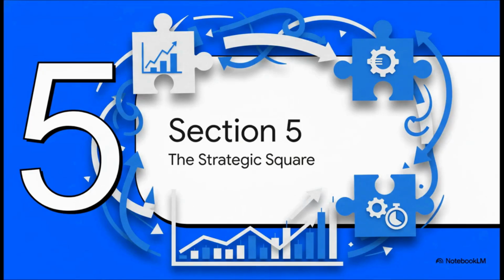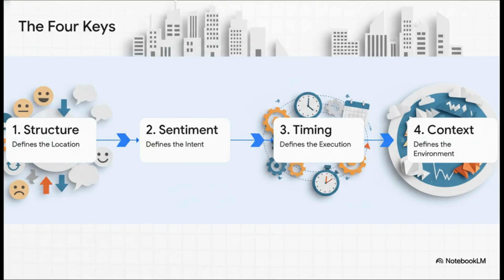All right, we've got all 4 pieces of the puzzle on the table. So now, let's put them all together in our final section. Section 5, the strategic square. So, let's just run through them one more time. The 4 keys. Number 1, you've got structure, which gives you the location. Number 2, sentiment. That reveals the intent. Number 3 is timing, which gives you the signal for execution. And finally, number 4, context, which defines the entire environment. See? Each one answers a totally different but absolutely critical question.